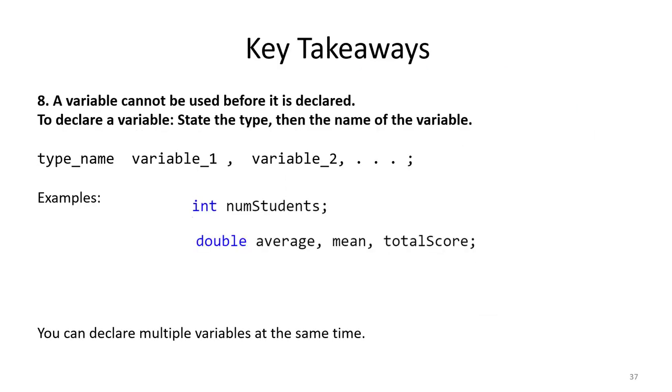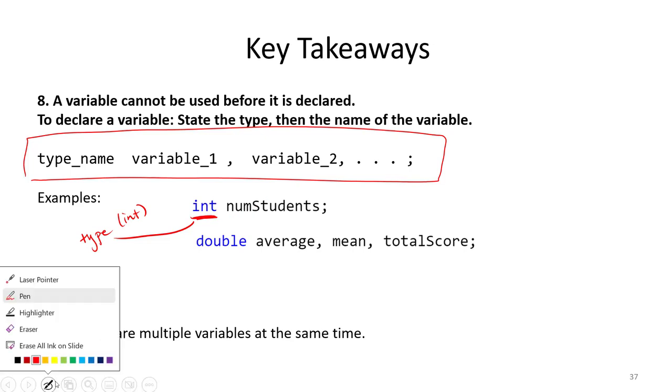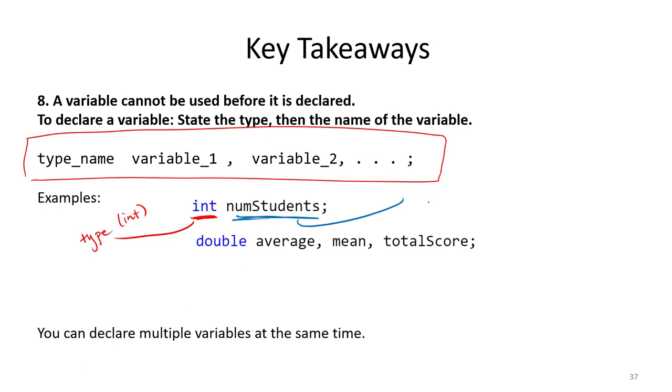All right, so finally, the next point to remember: you cannot use a variable before it is declared. So before you use a variable, you always want to declare it. It's very easy to do this. All you need to do is state the type of the variable and then the name. The syntax looks something like this. You have the type name, which in this case is an int, and numStudents is the name of the variable. This is the name that we give the variable.